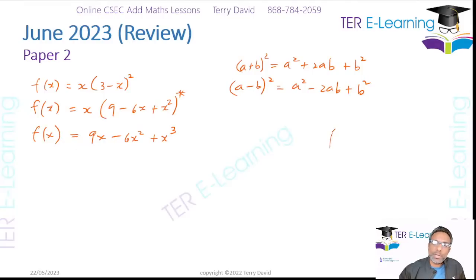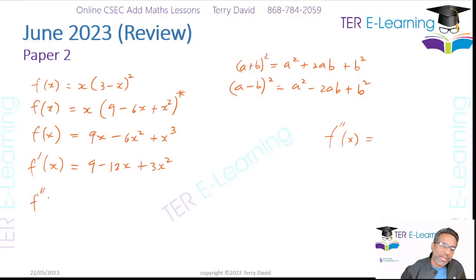So the question wants us to work out f double prime of x, which is what we call our second derivative. The first thing you're going to do is differentiate one time. When I differentiate this, you're going to get 9 minus 12x plus 3x squared. So that's my first derivative. Next, we're going to find the second derivative, which simply means I'm going to differentiate a second time. When I differentiate 9, I get 0. When I differentiate minus 12x, you get minus 12. And when I differentiate 3x squared, you get 6x. So this represents my second derivative.